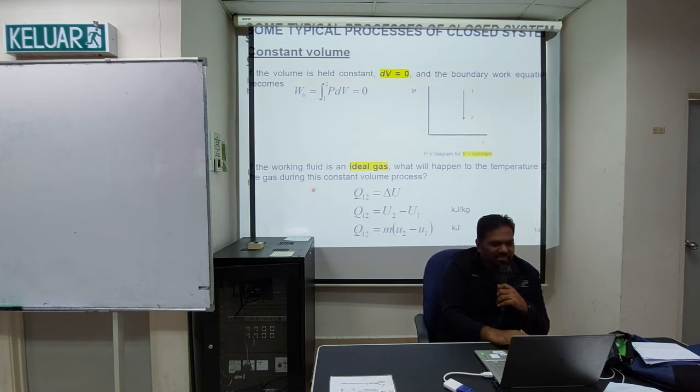So if the working fluid is an ideal gas, what will happen to the temperature of the gas during the constant volume process? Yang ni you boleh ganti dekat sini lah. Okay, this is from the previous slide. So Q12, so meaning from point 1 to point 2 is changes in the internal energy. So internal energy adalah U2 minus U1. So U2 minus U1 adalah m(u2 minus u1). So that is for per kg. Yang ni untuk kg. Hanya untuk without per kg.